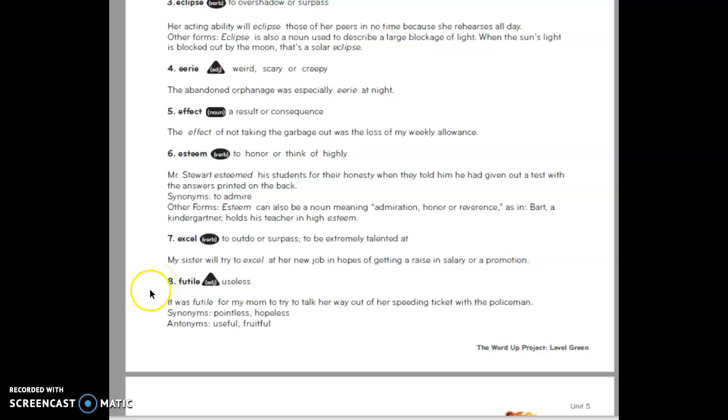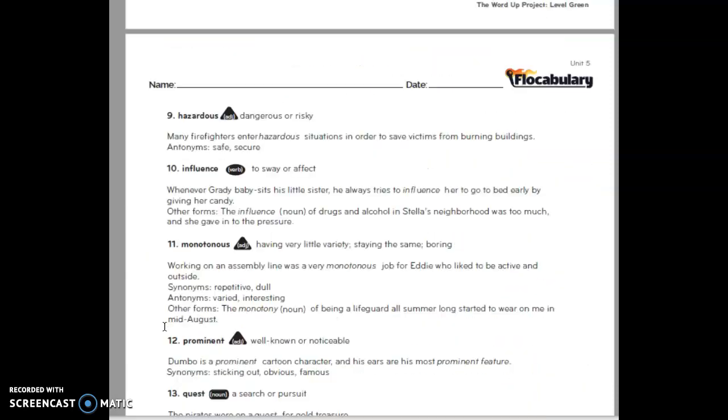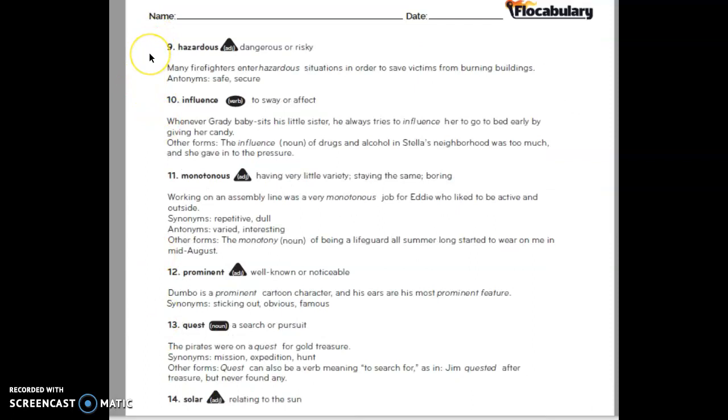Futile means useless. It was futile for my mom to try to talk her way out of her speeding ticket with the policeman. Synonyms, pointless and hopeless. Antonyms, useful or fruitful. Number 9, hazardous. Something that's hazardous is dangerous or risky. Many firefighters enter hazardous situations in order to save victims from burning buildings. Antonyms, we have safe and secure.